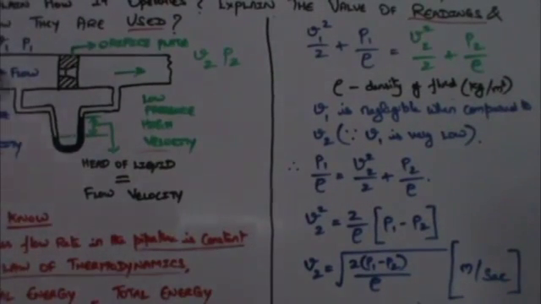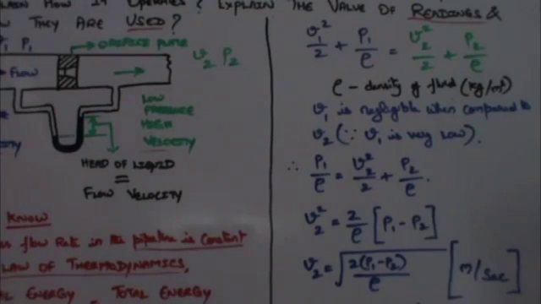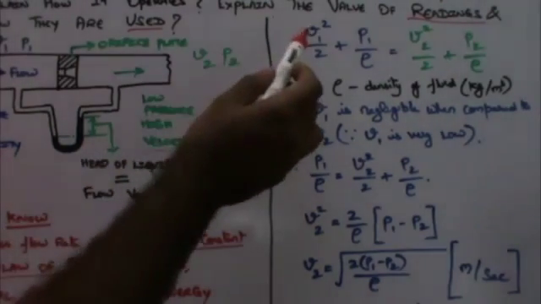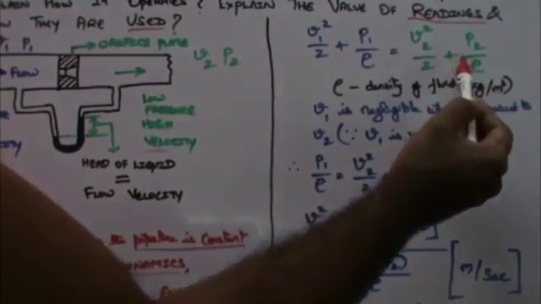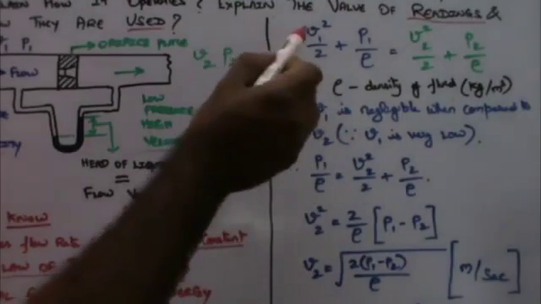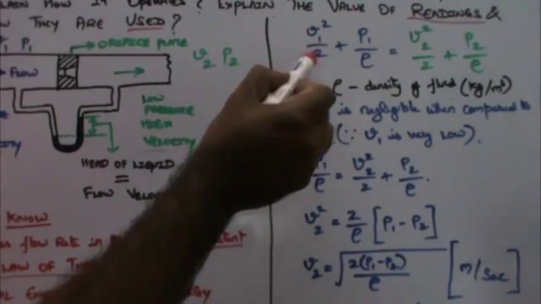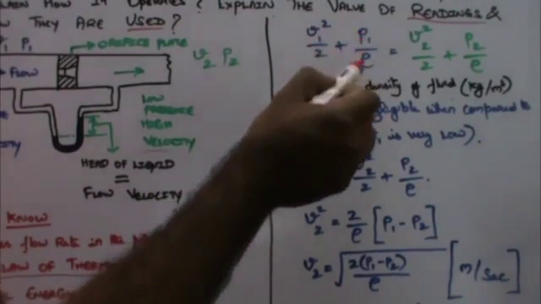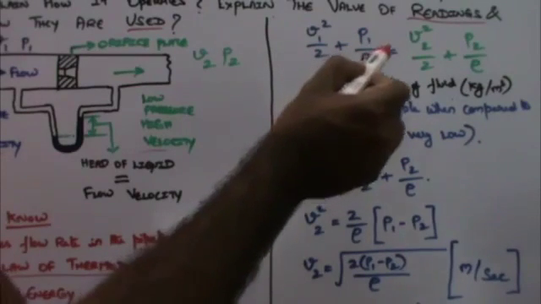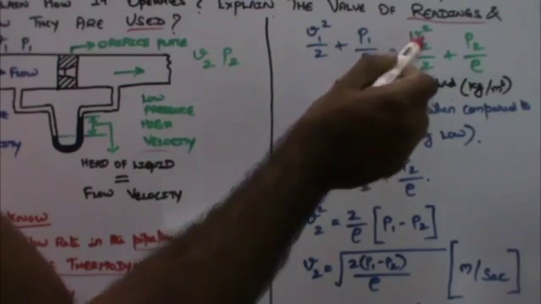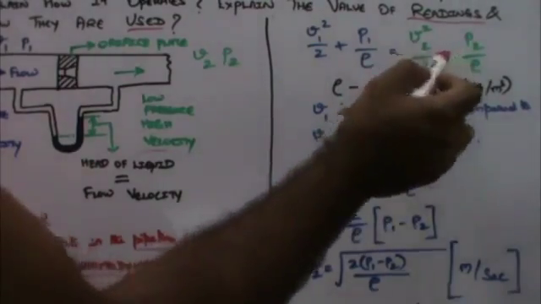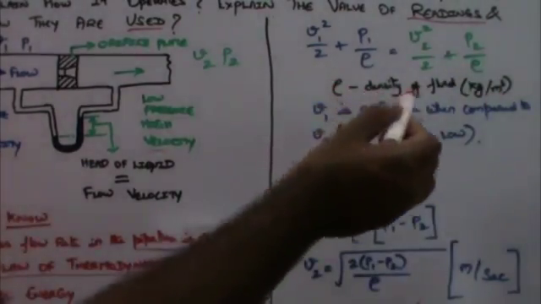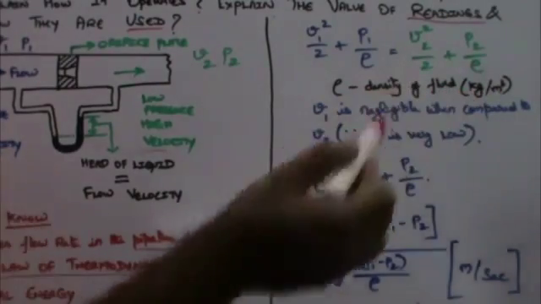Let's see how the values are useful in calculating the fuel oil flow. As I said, the potential energy and the kinetic energy upstream is equal to the potential energy and kinetic energy downstream. V1 square by 2 is the kinetic energy plus P1 by rho is the potential energy is equal to V2 square by 2 plus P2 by rho. That is the potential energy downstream, and rho is the density of the fluid in kilogram per meter cube.